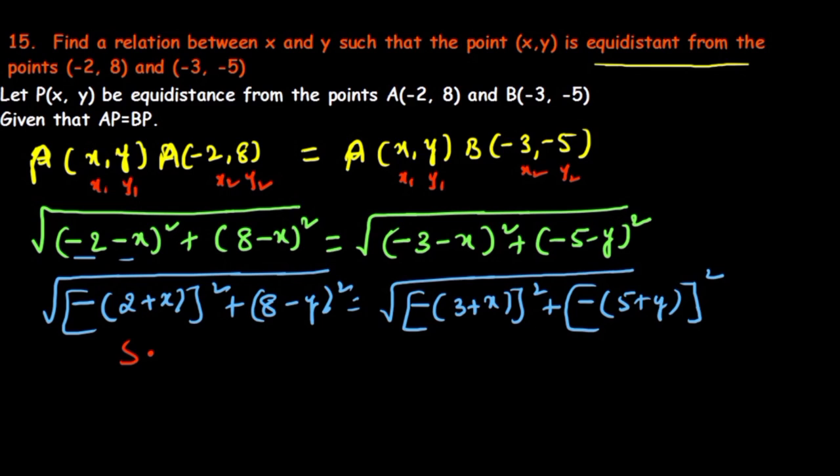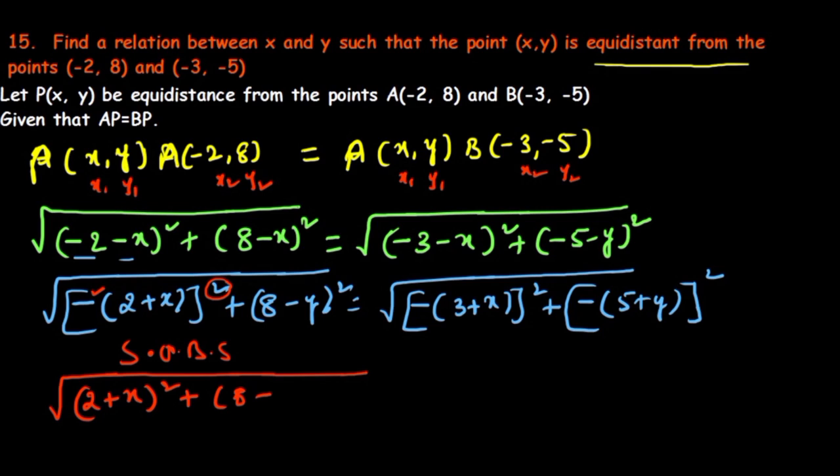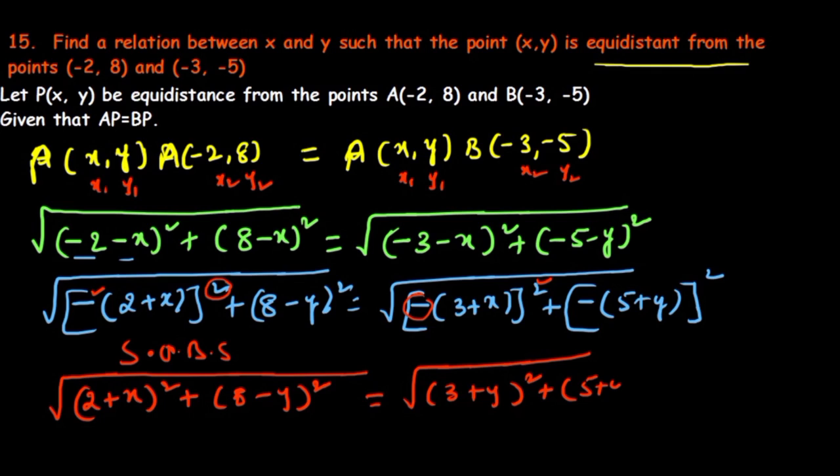So squaring on both sides, then what we get here, root of, actually this minus becomes a plus because here we have a square. When we take minus to an even power, the result is positive, so it is 2 plus x whole square plus 8 minus y whole square, equal to root of, again here minus power 2 becomes positive, so this is 3 plus x whole square, and here also we have 5 plus y whole square. So when we take squaring on both sides, we can cancel square and root, then we get in the next step.